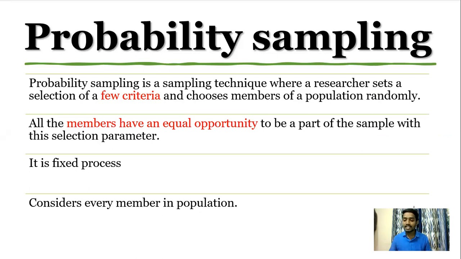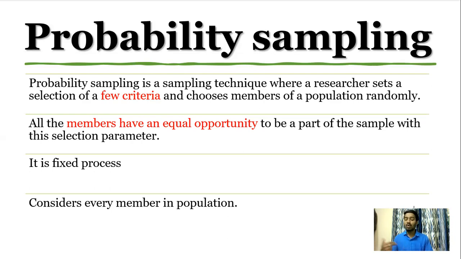So what is the advantage of probability sampling? The most unique advantage of probability sampling is the members of it have an equal opportunity to be part of the sample with the selection parameters. So here, each and every member has an equal opportunity to get selected to be a part of the sample with the selected parameters. As I said, they'll have certain parameters set. So whoever meets the parameter, they will be selected as a sample here.